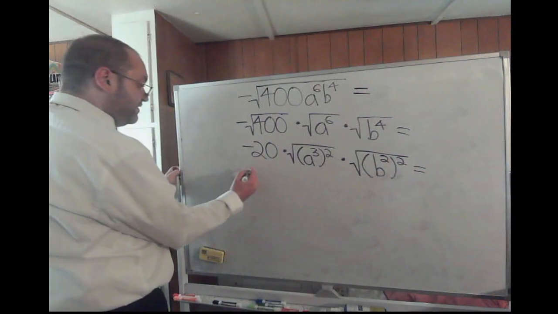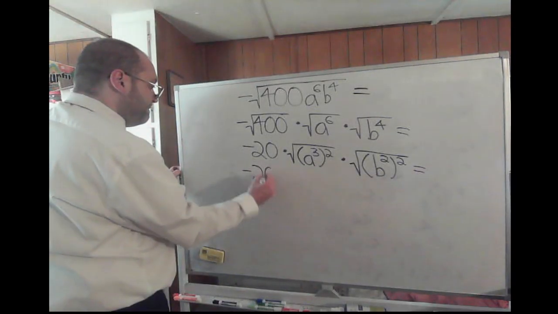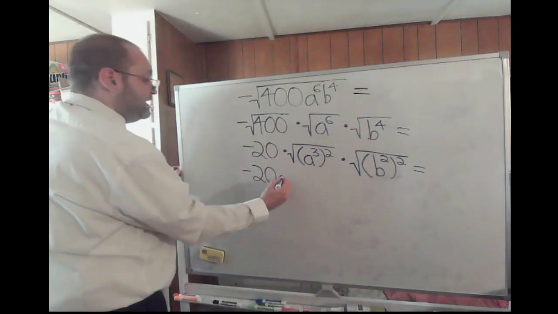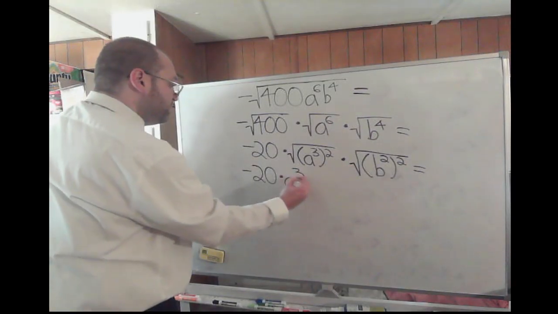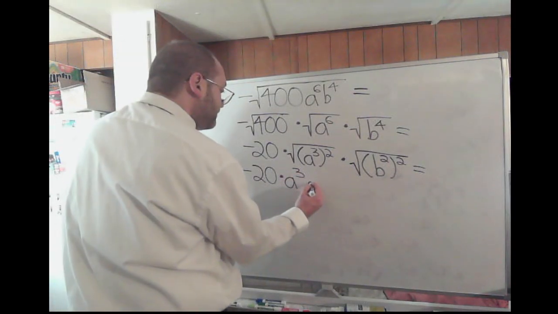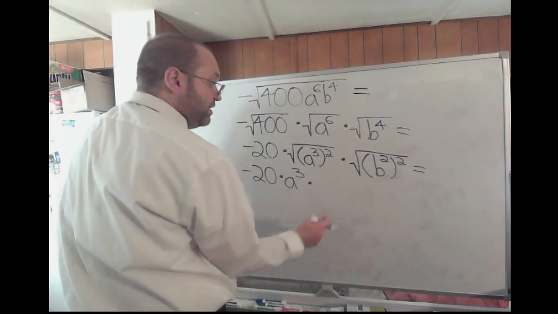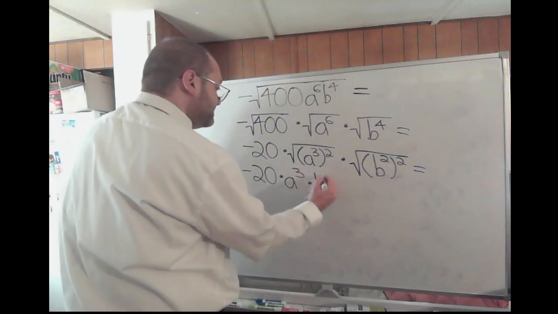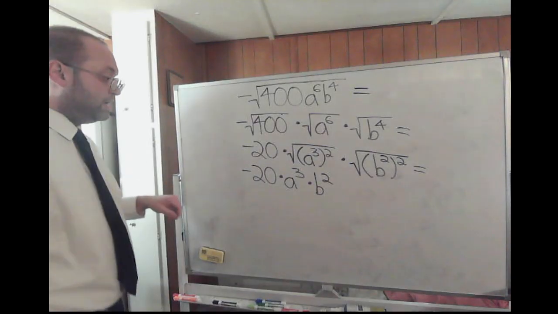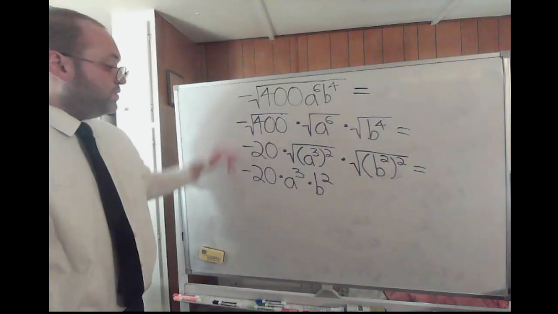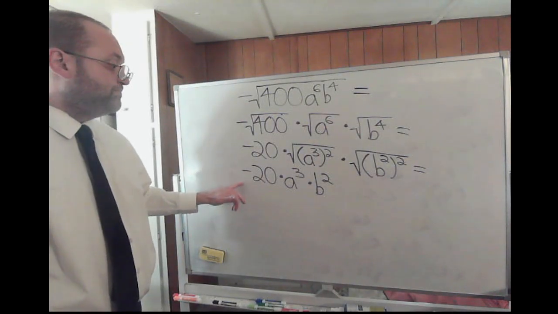So what you have here now is negative 20 times the square root of a to the 3rd raised to the 2nd, that's a to the 3rd, times the square root of b squared to the 2nd power, that's going to be b to the 2nd. Well, we want the answer to always be negative, don't we?